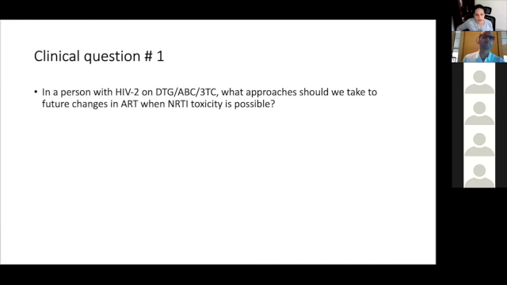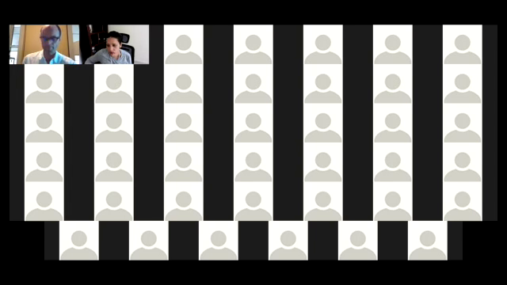So, just abacavir. And so are there alternative options that we can use in this patient, given that NRTIs are off the table? PIs are on the table, but we may now need to avoid NRTIs in the future. And so now I'd like to open it up to the group and ask for people's thoughts.